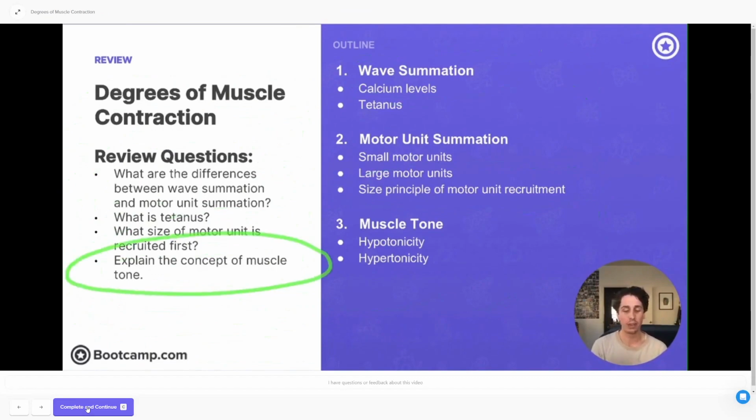And then this last one is, explain the concept of muscle tone. This is a really important concept as it might show up on test day for you. I would recommend teaching this to a friend, a roommate, family member, whoever you have near you, because as you teach, you're going to be able to better learn it. And who knows, maybe you'll interest another person in learning more about degrees of muscle contraction.